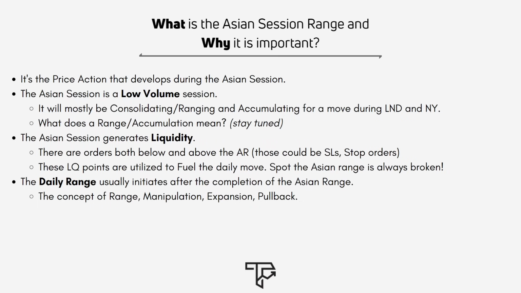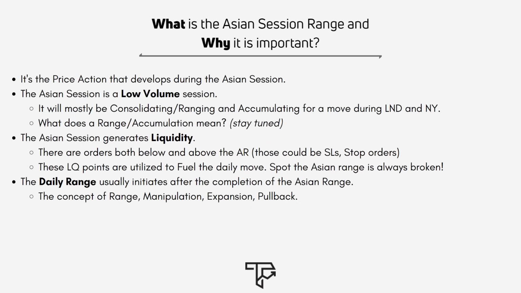But let's say that mostly the Asian session range will be consolidating and ranging and accumulating for a move during London and New York, which in my opinion are the best sessions to trade, right? You can just pick one of those and you can simply crush it, right? Again, so what does a range and accumulation mean? I'm going to explain this in the next slide, so stay tuned, because actually understanding what that means is going to help you to understand why the Asian session range is also so important, okay?